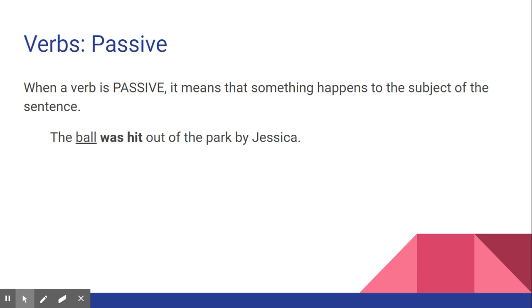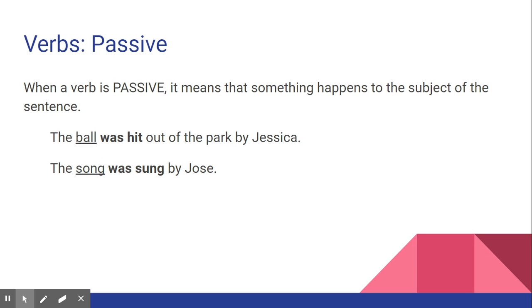So what was hit? The ball was hit. Notice that Jessica is still doing the hitting. She's just moved to the back of the sentence. This places more emphasis on the ball than it does Jessica. The song was sung by Jose. Jose is still singing the song, but he's not the subject of the sentence anymore because our verb has changed.